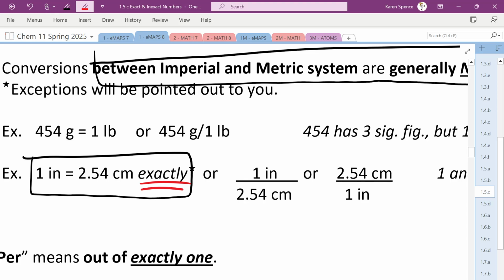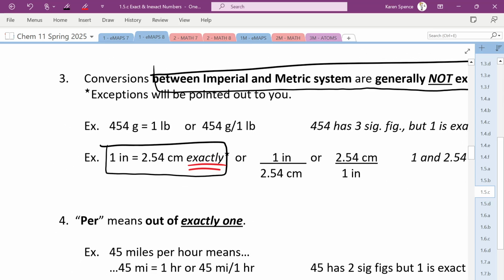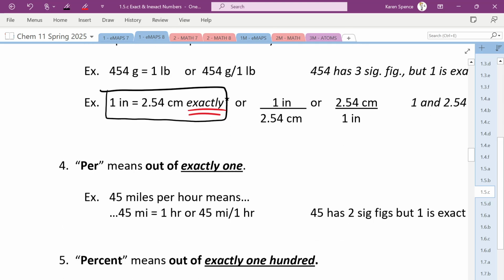Okay, but other than that, if you have a decimal number, you'll be like, okay, normally that would have 3 sig figs unless I said exact. Per means out of exactly 1. So if I say 45 miles per hour, that's 45 miles in exactly 1 hour. So this 1 hour is exact, but that's a speed, 45 miles per hour.